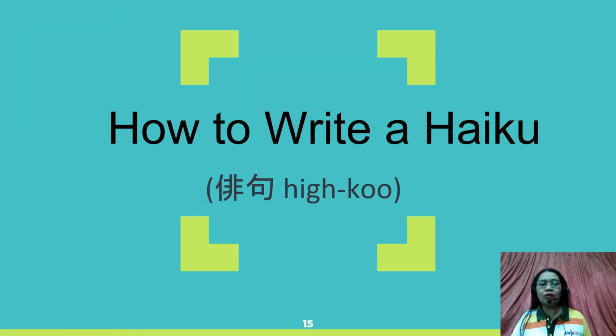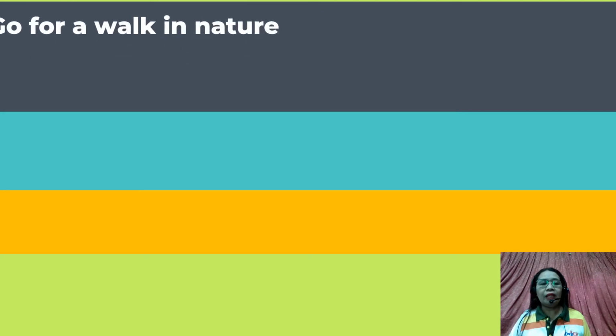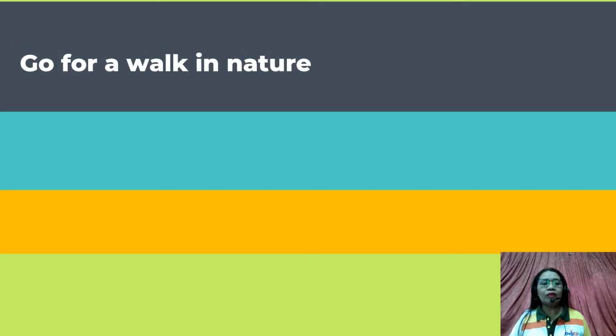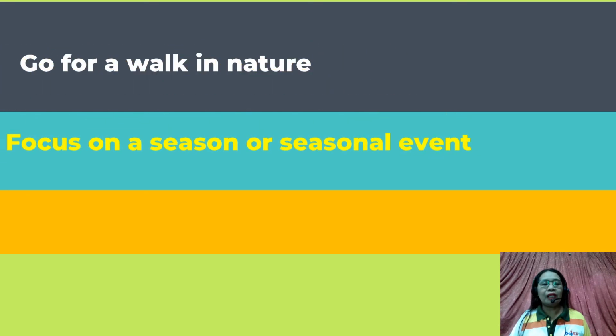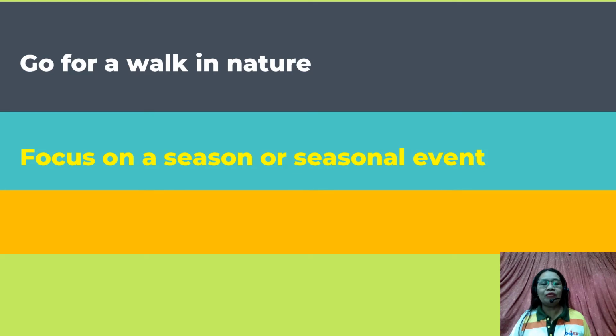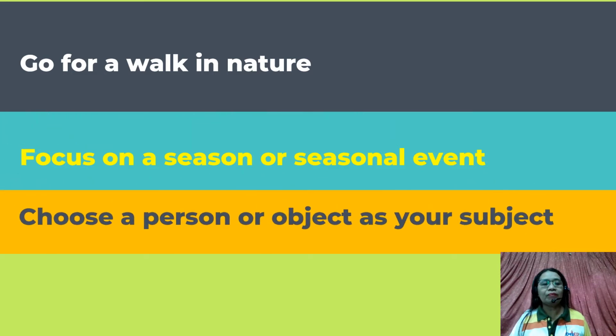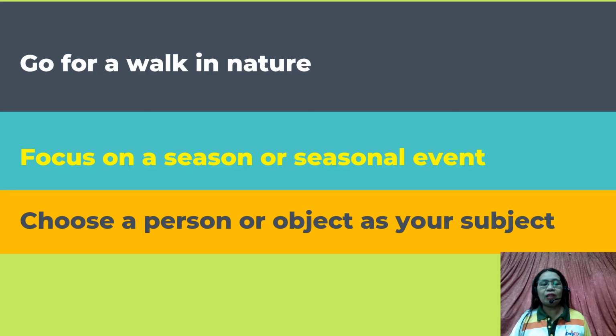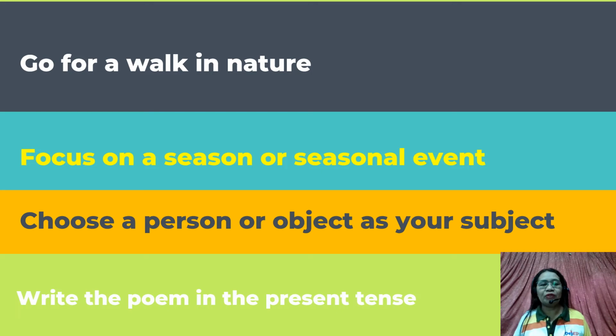Now, on how you are going to write a haiku. In writing a haiku, what you're going to do is have a walk in nature. The second one, focus on a season or seasonal event. So if you say season, it means if it is summer or a rainy season. In other countries, they also have different seasons. The third one, choose a person or object as your subject. So it means you're going to focus on a person or maybe a thing as your subject. And the last one, always remember that in writing a haiku, you're going to use the present tense of a verb.